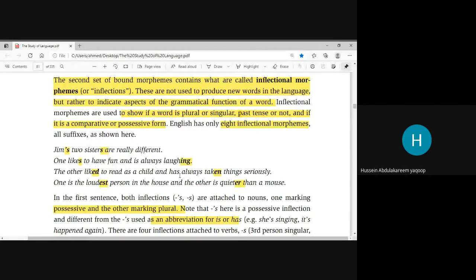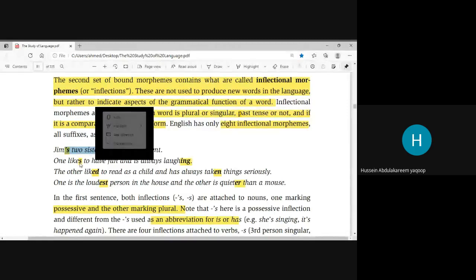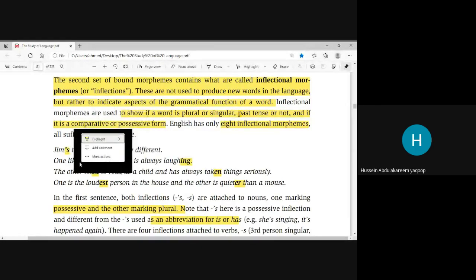Now, morphology tells us the difference among these three S's. Okay, guys? Now, this one is the possessive, this one is plural, and this one is the third person singular. These two are added to nouns, but this one is added to verbs, to indicate a present form of a verb.